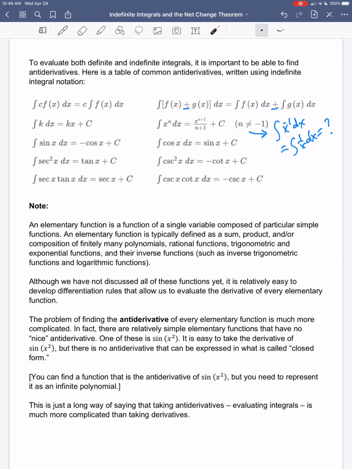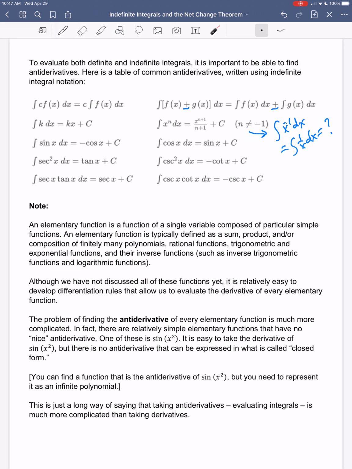Just as a note, an elementary function is a function of a single variable composed of particular simple functions. So we put these simple functions together in different ways. Typically we define that then as a sum or a product and or a composition of finitely many polynomials, rational functions, that's where my variables are in the top and the bottom, trigonometric functions, exponential functions, that would be 2 to the x, 4 to the x, stuff like that, and their inverse functions, so inverse trigonometric functions and logarithmic functions and all of that.